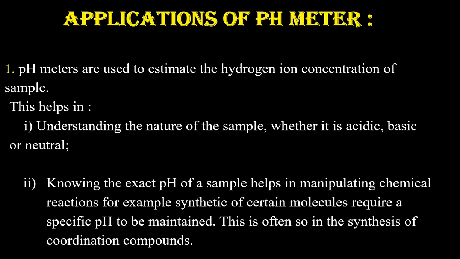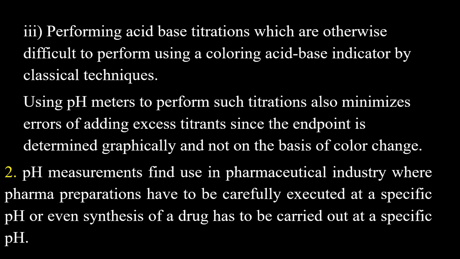For example, synthesis of certain molecules requires a particular pH to be maintained, often so as to form the compound, or the synthesis of a coordination compound. Another use is performing acid-base titrations, which are otherwise difficult to perform using coloring acid-base indicators by classical techniques. Using a pH meter for such titrations also minimizes the errors of adding excess titrant, since the endpoint is determined graphically and not on the basis of the color change.